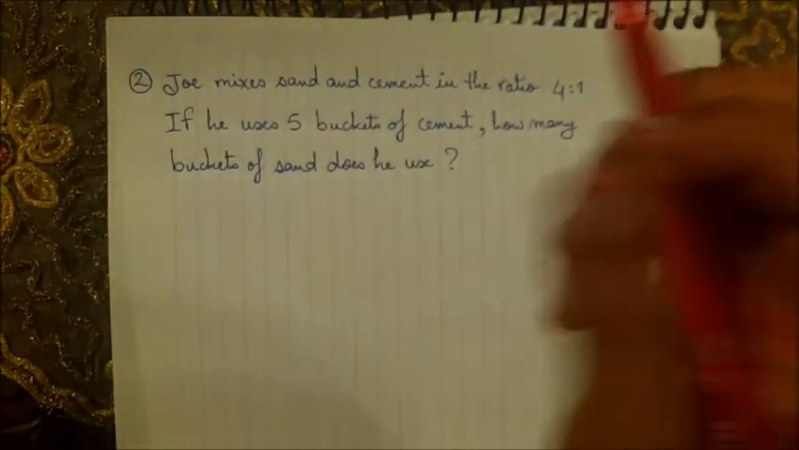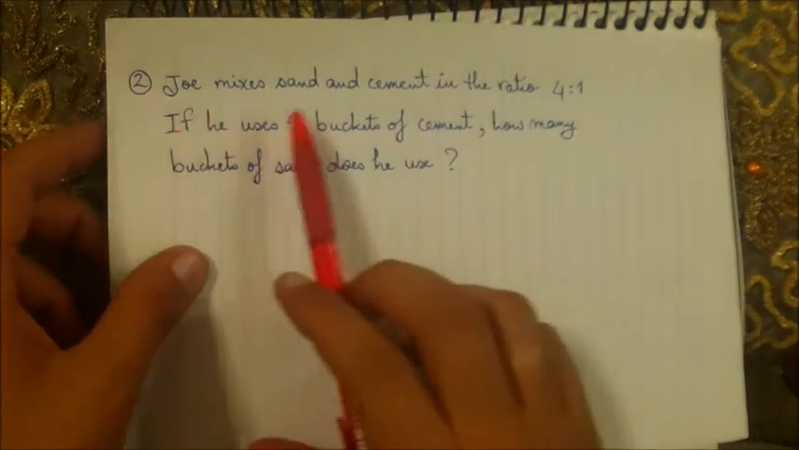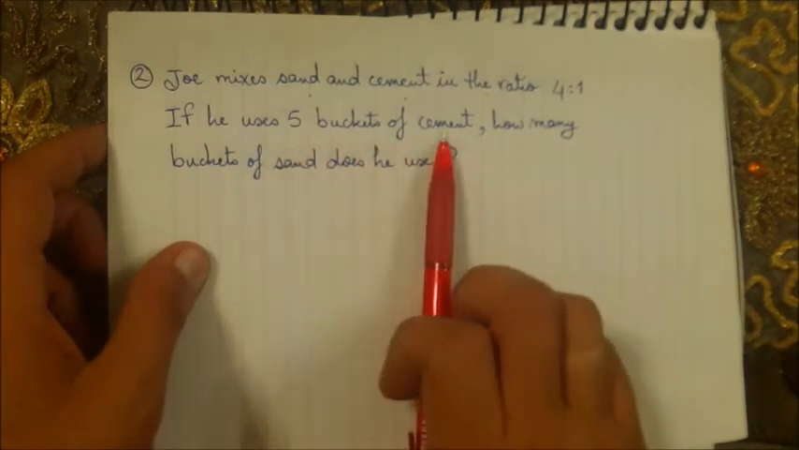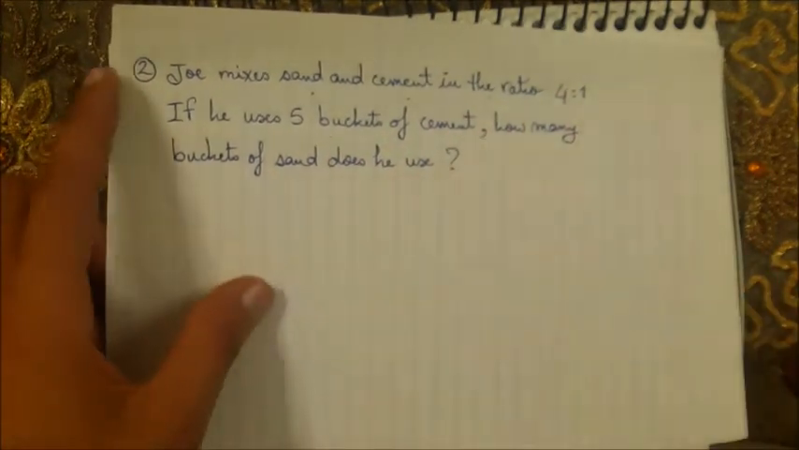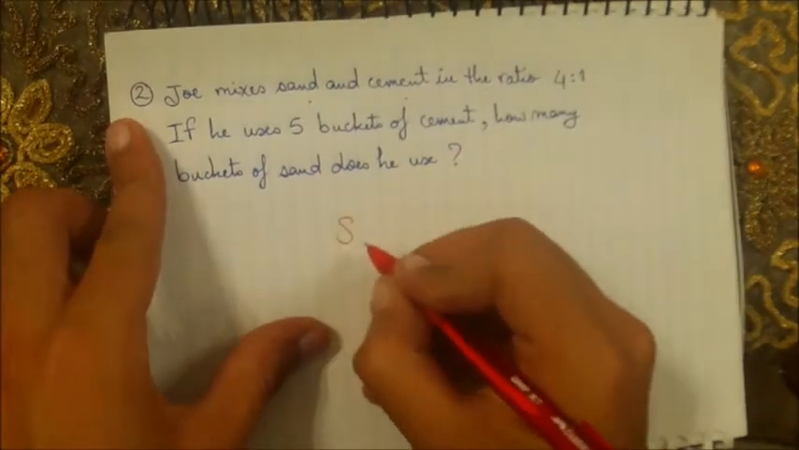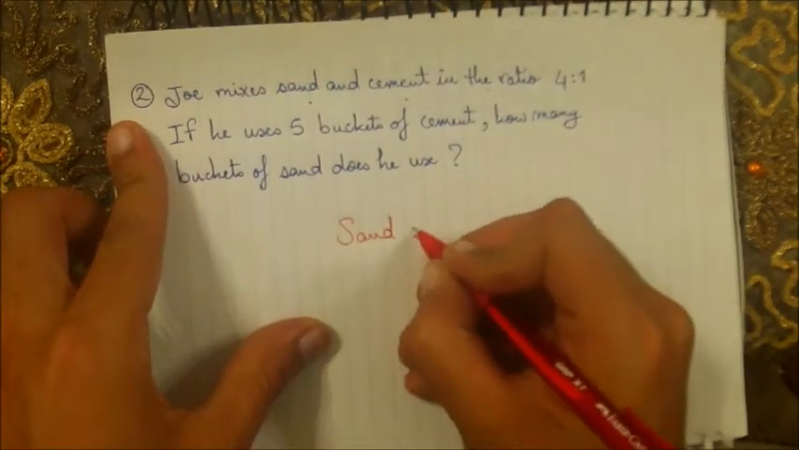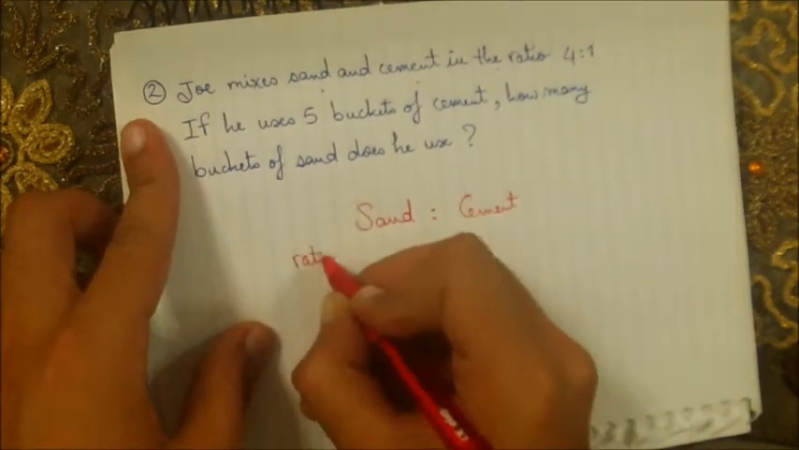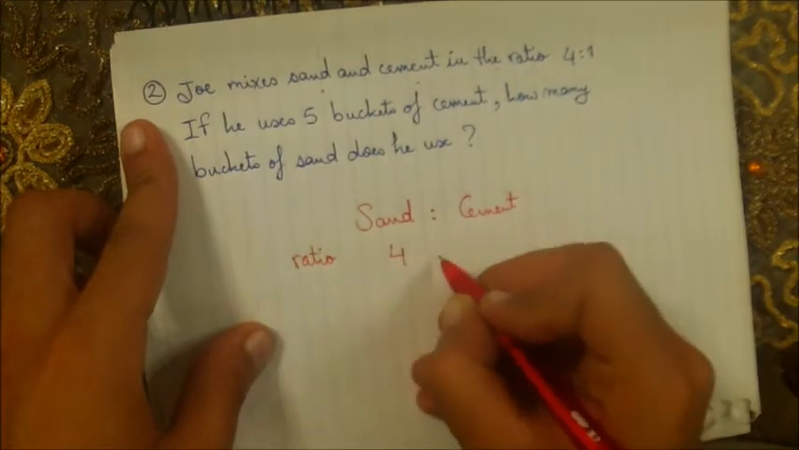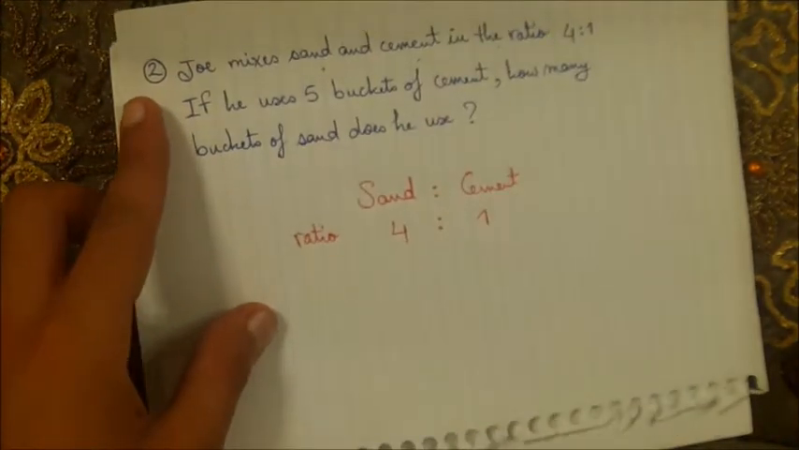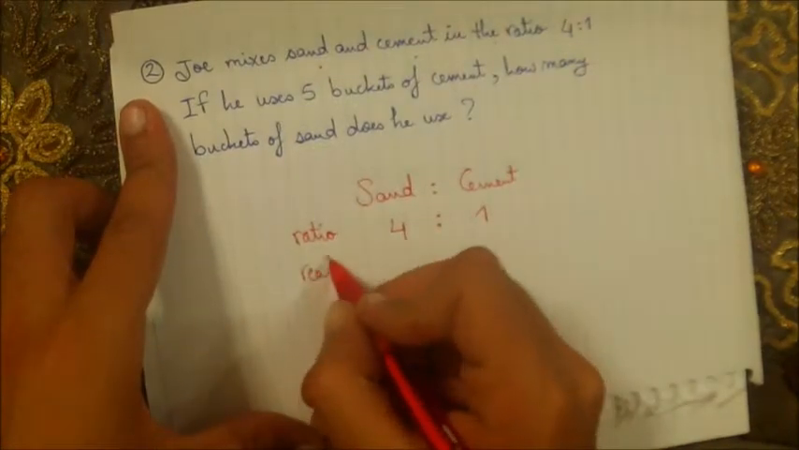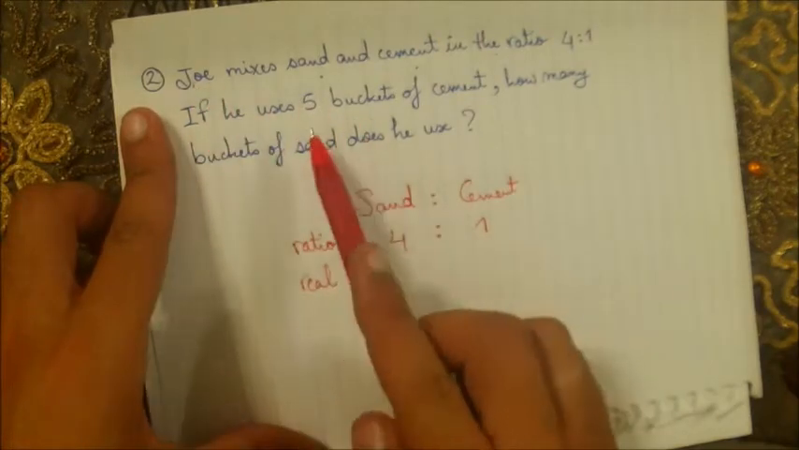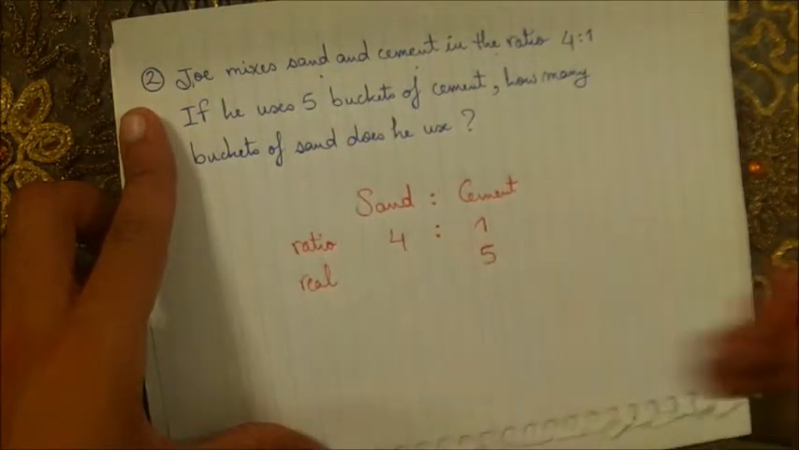A question like this. The question says, Joe mixes sand and cement in the ratio 4 to 1. If he uses 5 buckets of cement, how many buckets of sand does he use? Okay, so I have sand and cement. The ratio itself is 4 to 1. But then I know that in my real values, Joe has used 5 buckets of cement. So let's put 5 under the 1.